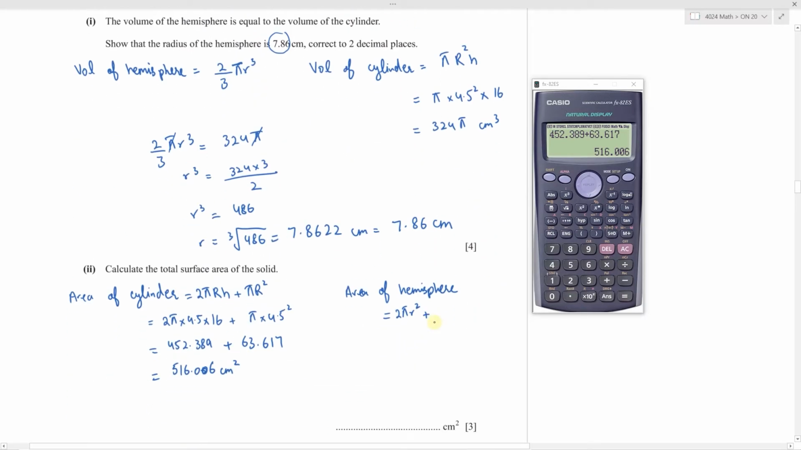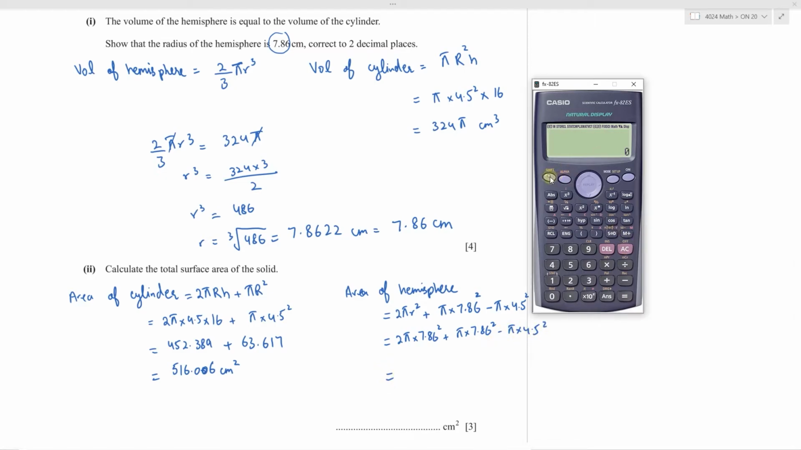So let's write it down. Pi into r square, the outer circle has radius 7.86. So 7.86 square minus the area of the inner circle, again pi r square, inner circle has radius 4.5 square. So this will give you the area of the hemisphere. So this is 7.86 as well, which is the radius of hemisphere. So 2 pi into 7.86 square plus pi into 7.86 square minus pi into 4.5 square.